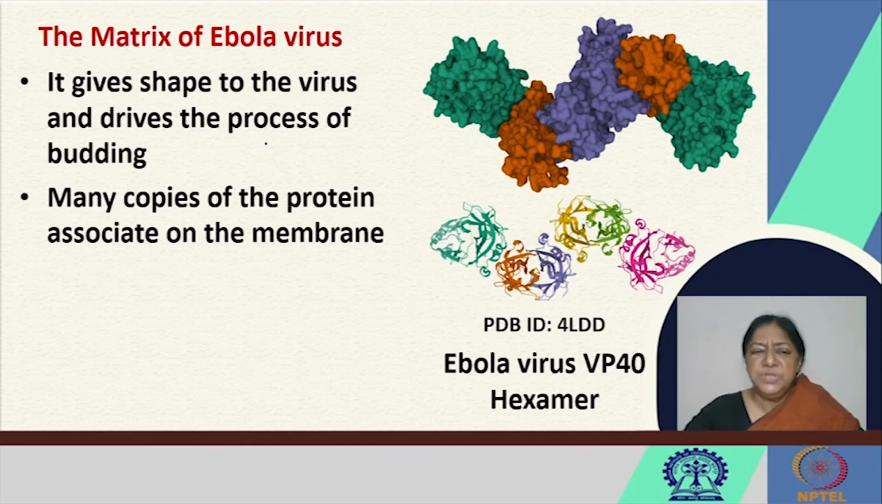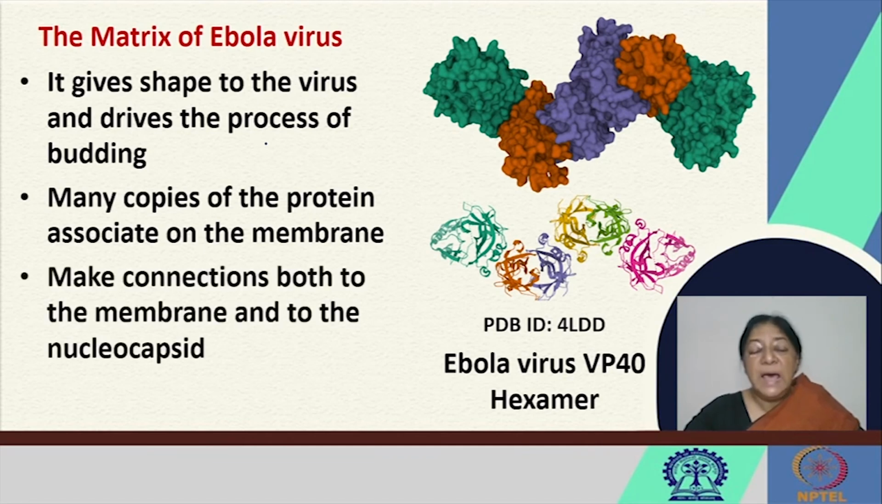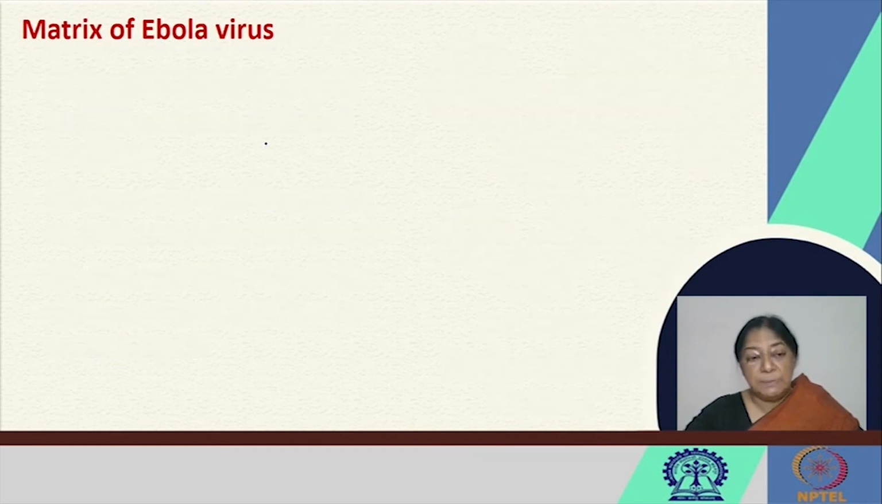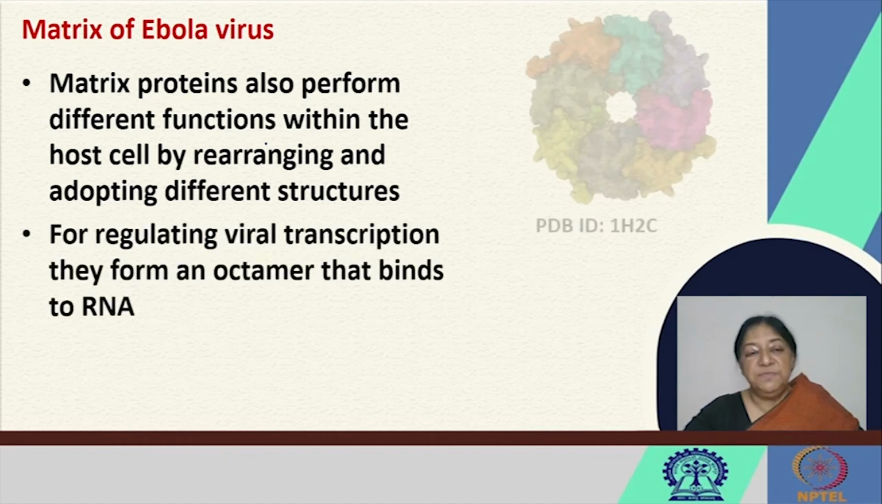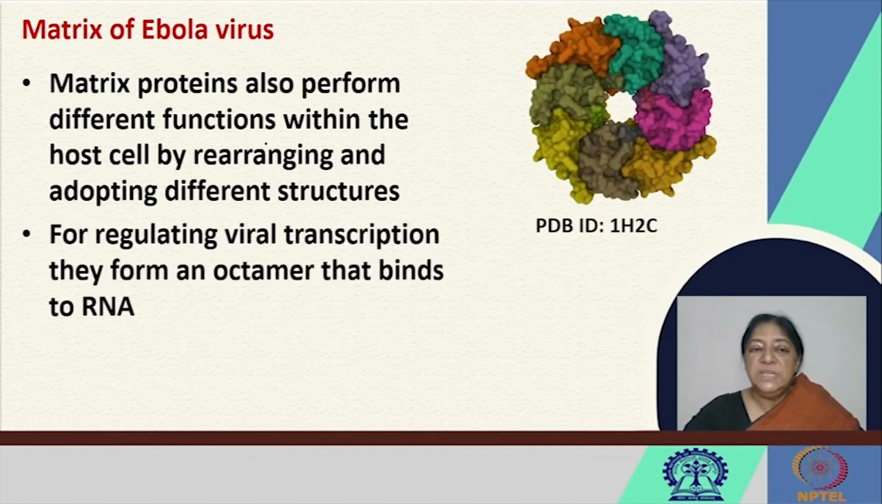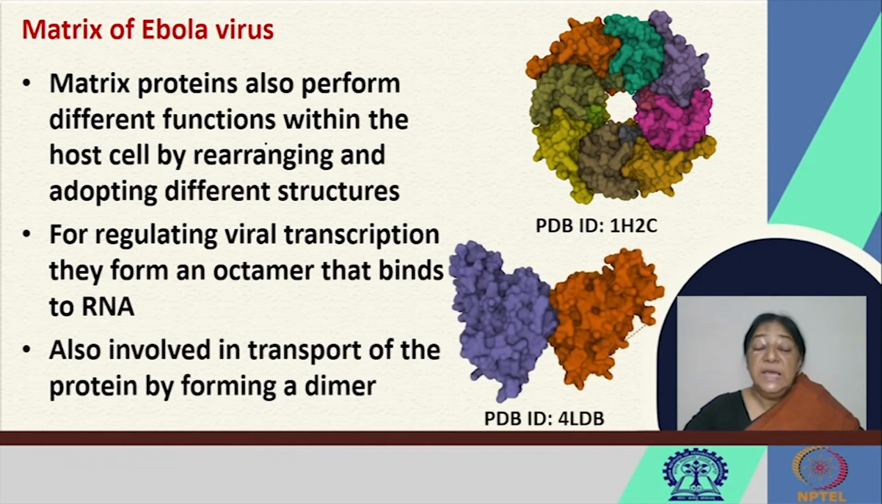Many copies of the protein associate on the membrane and they make connections to the membrane and to the nucleocapsid. And the matrix proteins, therefore, have to perform different functions within the host cell by rearranging and adopting different structures. For example, it needs to regulate viral transcription. For that case, it forms an octamer that binds to RNA. It is also involved in the transport of the protein, and in this case, it forms a dimer.